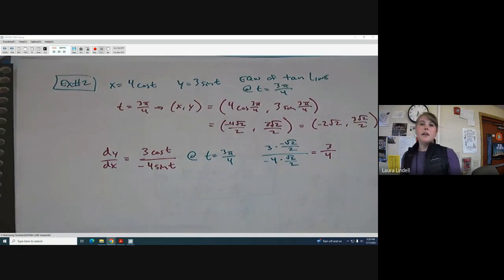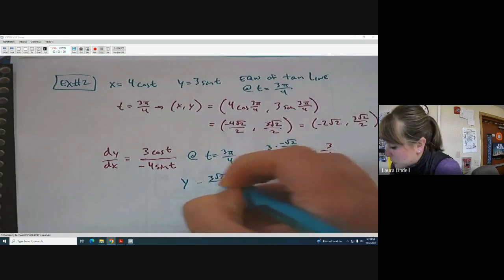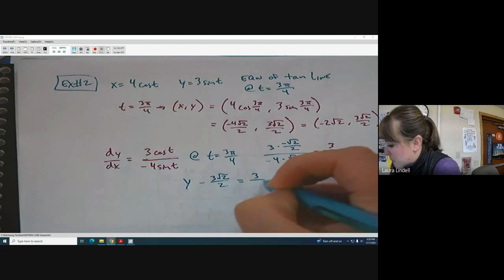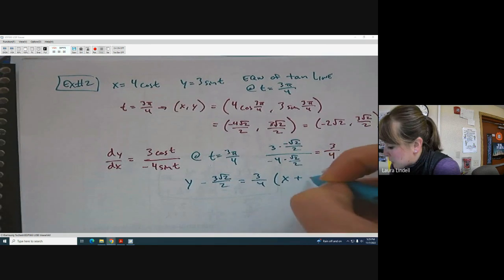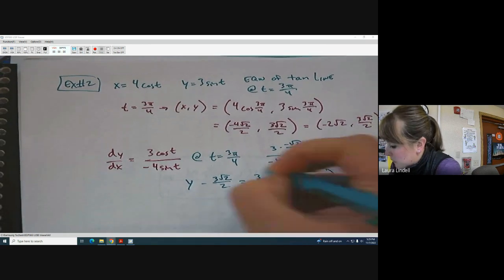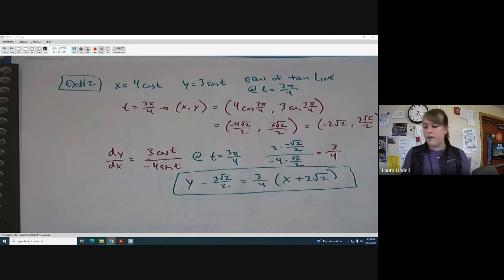So that works out nicely, because now all we have to do is stick this into a line equation for our tangent line. So y minus y1, which was 3 root 2 over 2, equals the slope times x minus x1, which was negative 2 root 2, so plus 2 root 2. And we can just leave it like that. If you want to, by all means, you can solve for y. If it's a multiple choice question, you can expect it to probably be solved for y.